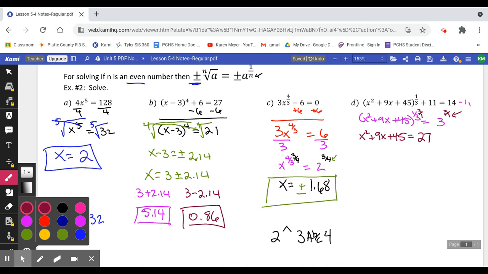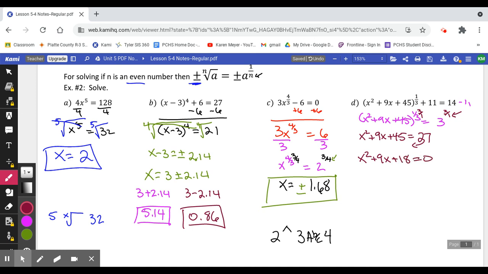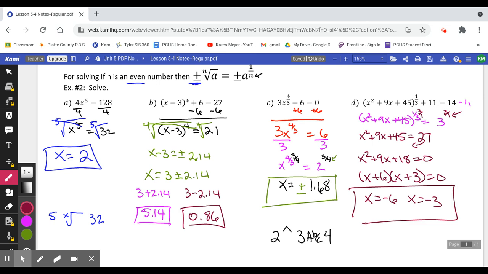Now, move everything to the same side so I can factor it. So move that 27 over by subtracting it, and I get 18. Now factor it. What multiplies for 18 that adds for 9? And that would be 6 and 3. Solve, so you get x equals -6 and x equals -3. Done.